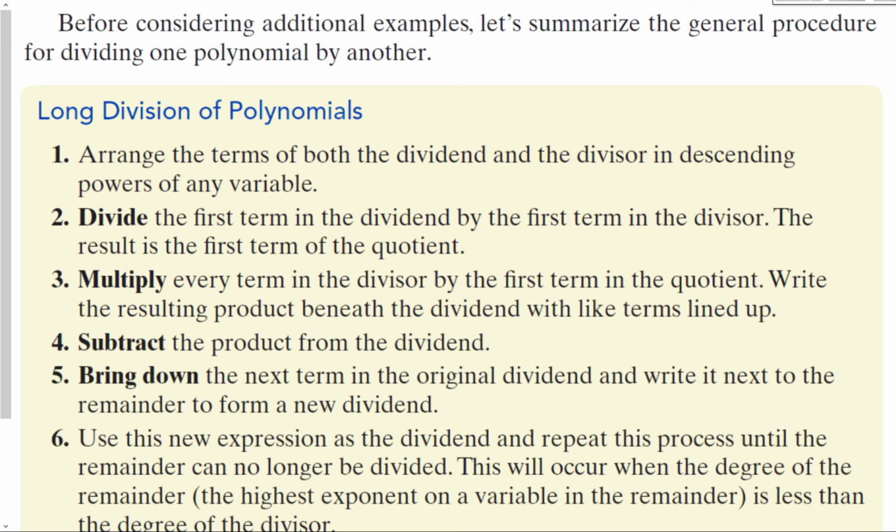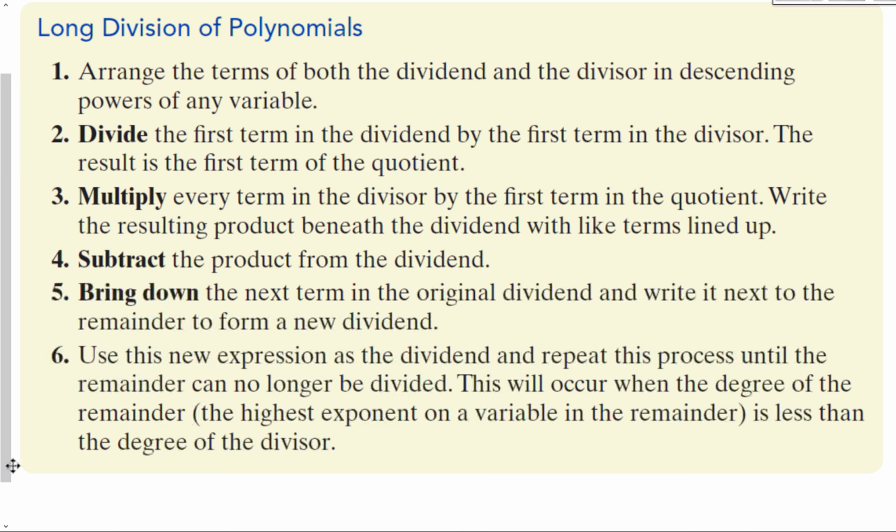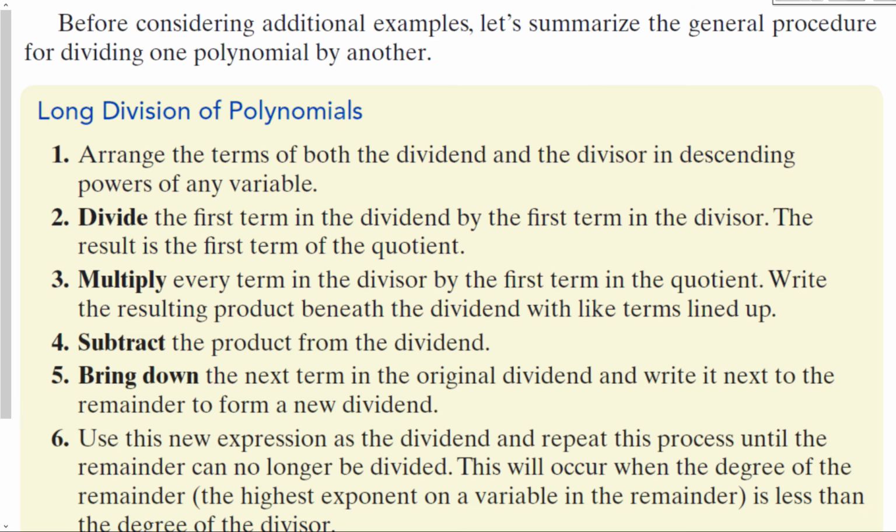Okay. Before looking at additional examples, let's summarize the general procedure for dividing polynomials before it gets more complicated. So my procedure for long division is, number 1, arrange the terms of both the dividend and the divisor in descending powers of any variable. That's important. Always write them in the correct order. Always write them in standard form. Divide the first term in the dividend by the first term in the divisor. The result is the first term of the quotient. Okay, that's what we did right here. We took this, divide by this. The answer is my first term in the quotient.